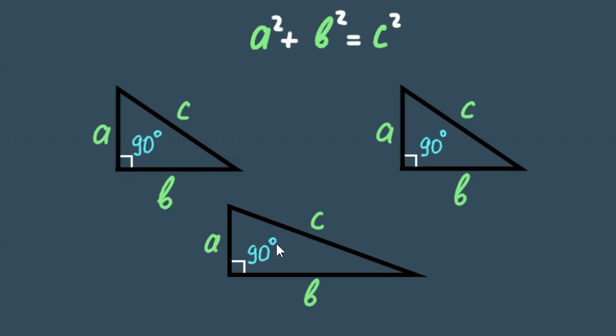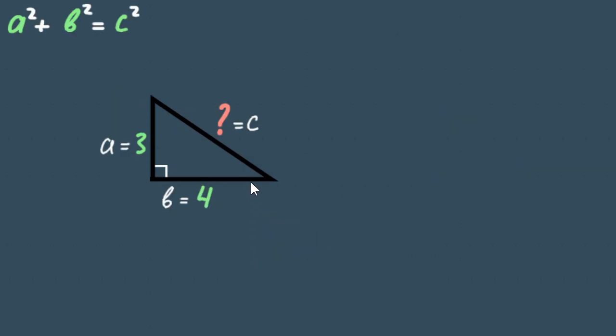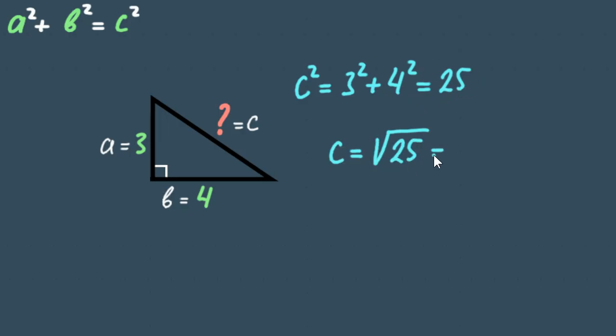Now let's solve the problems. For the first triangle, we write the Pythagorean theorem. The hypotenuse to the second power is equal to the sum of the squares of the two legs. 3 to the second power is 9, 4 to the second power is 16. We get 25. To find the hypotenuse, we need to extract the square root of 25. This is 5.